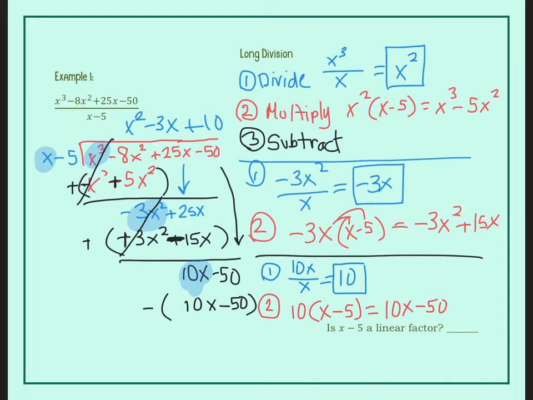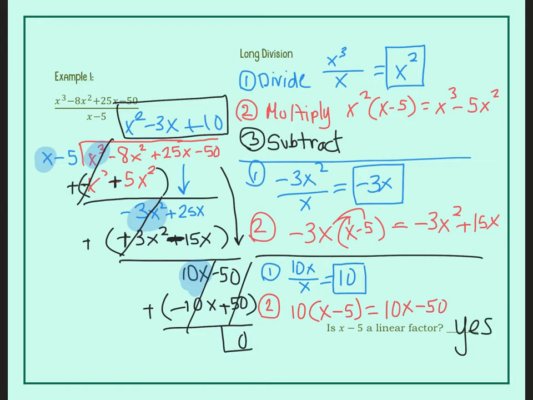which means I'm actually going to change both the signs, and now I can add going straight down. And I have no remainder, so this is my final answer. And if you have no remainder, this is a linear factor, okay? But the most important thing is knowing that this is my quotient, this is my answer, okay?